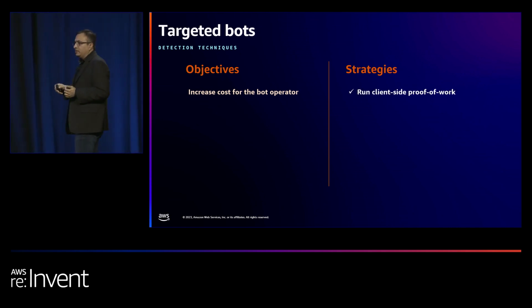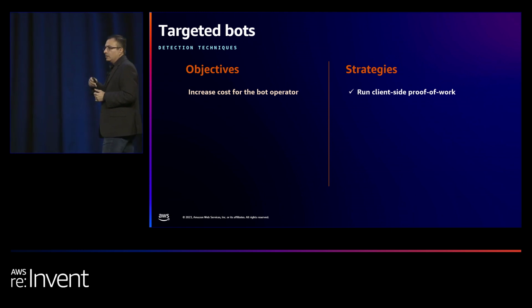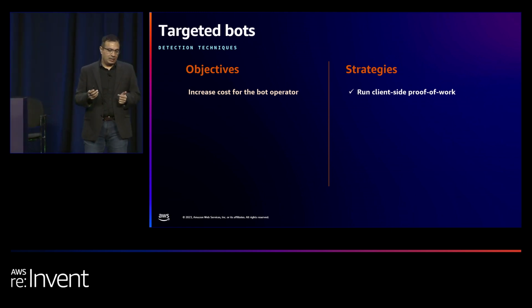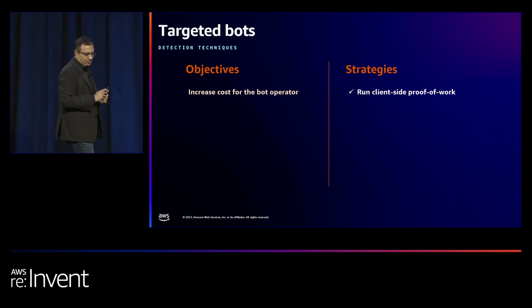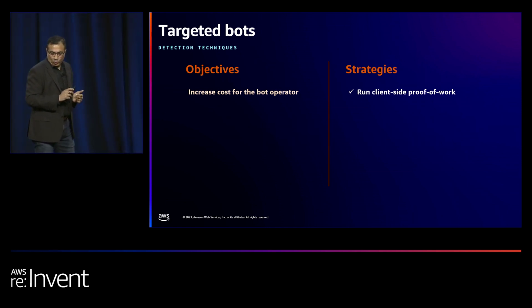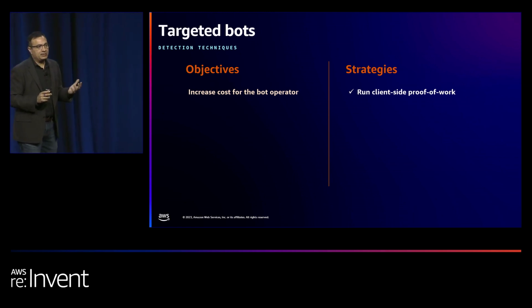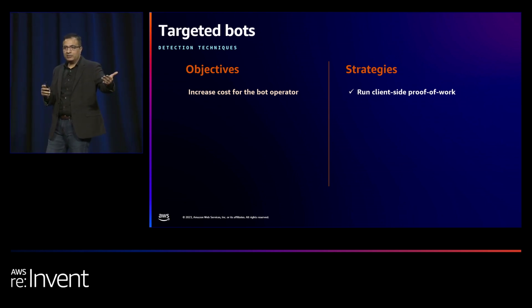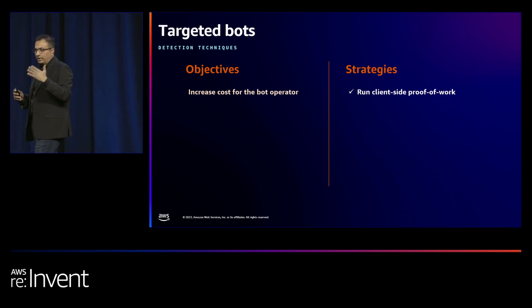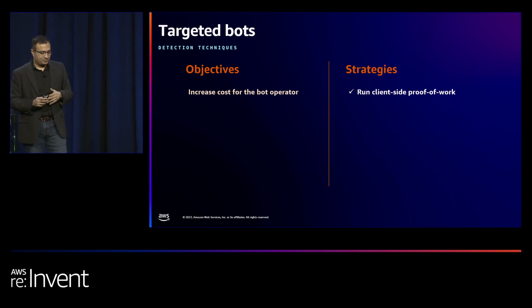To do that, we force them to execute a proof of work. And we will talk about proof of work and silent challenges in more detail. Proof of work is a cryptographic technique in which a server tells a client to run a particular script and solve a problem. And if the problem is solved, we know that this is a valid client.